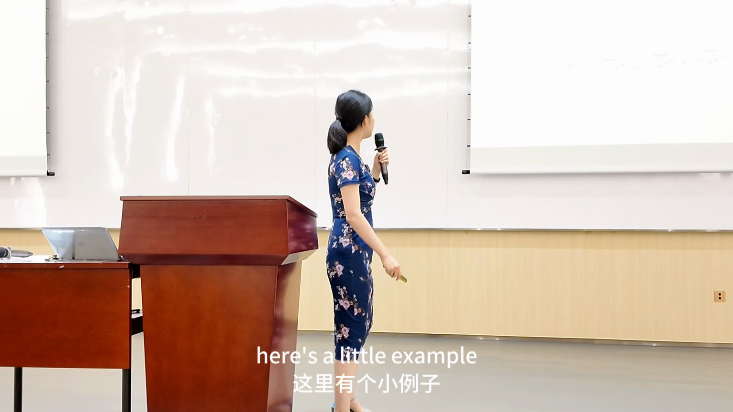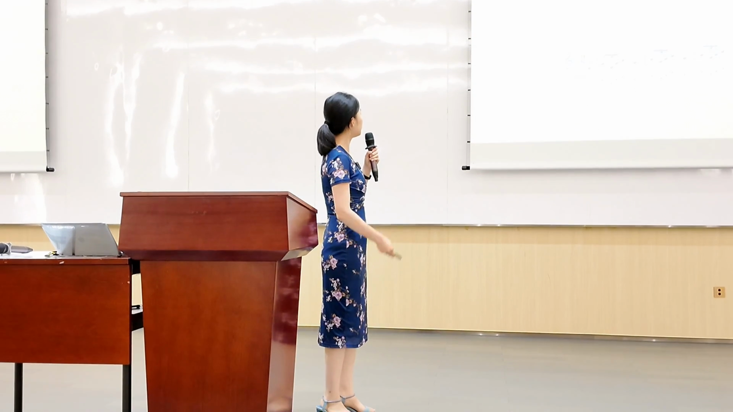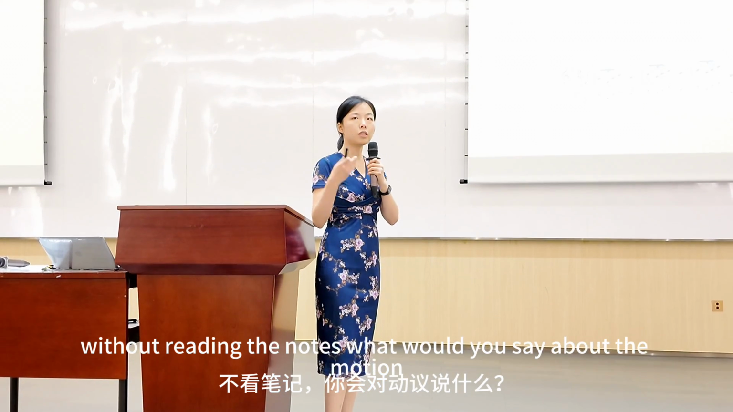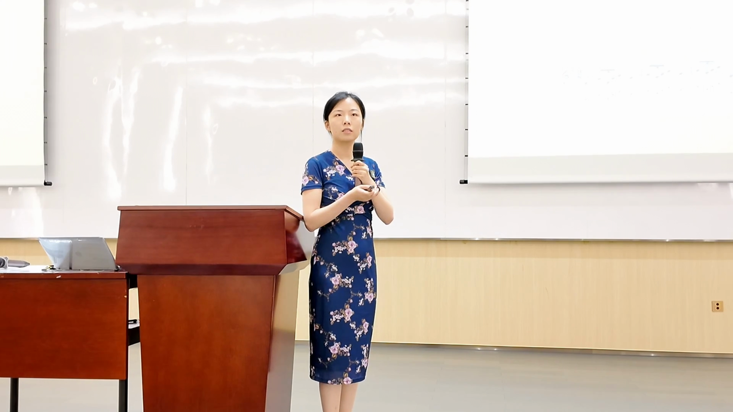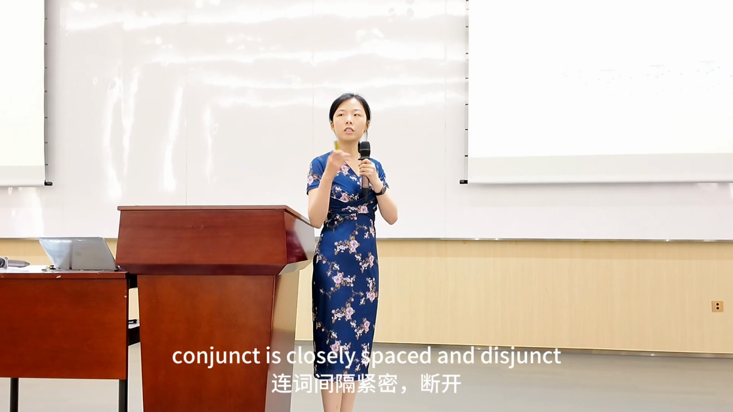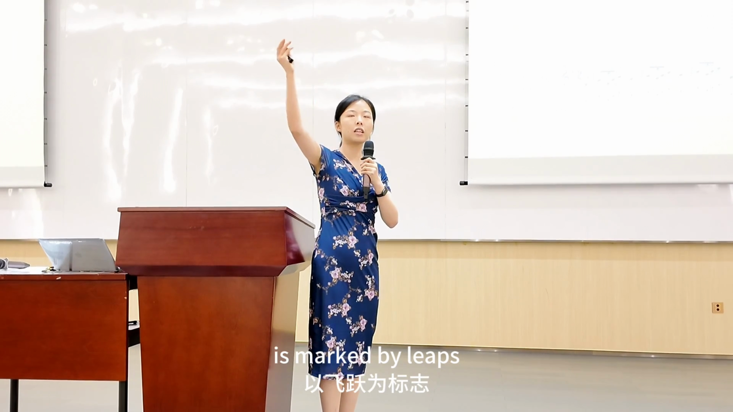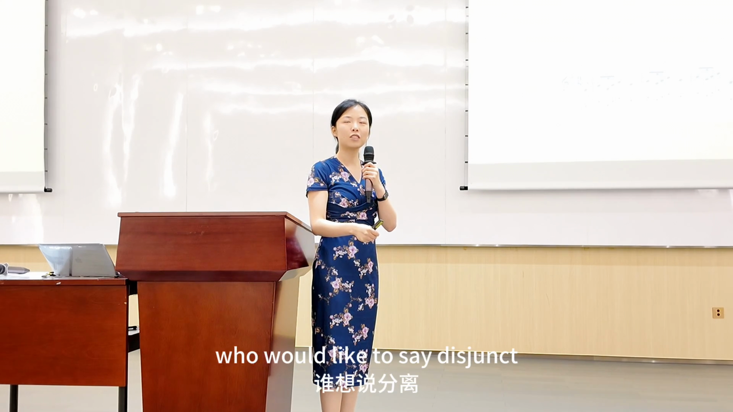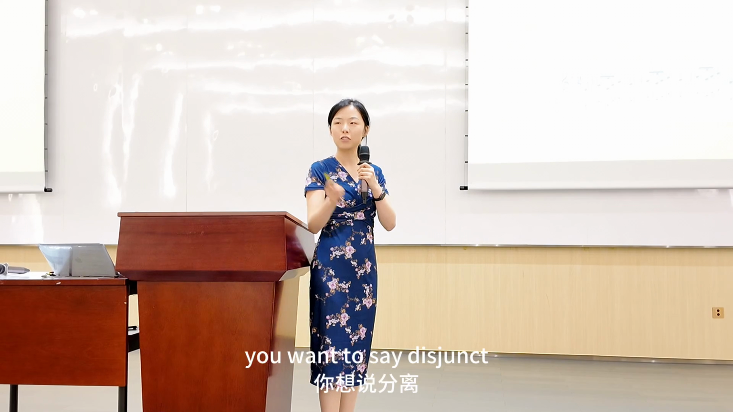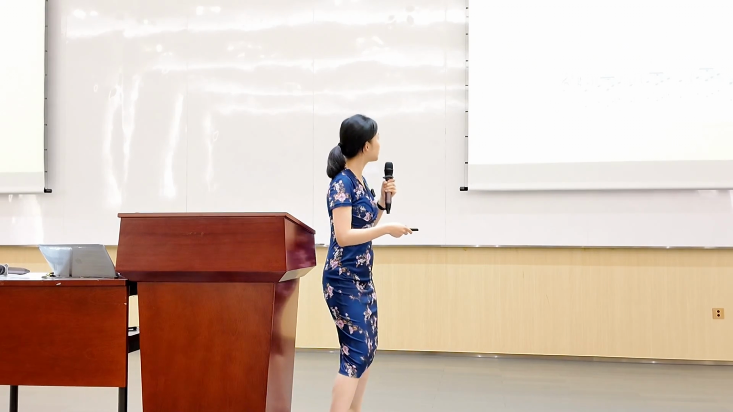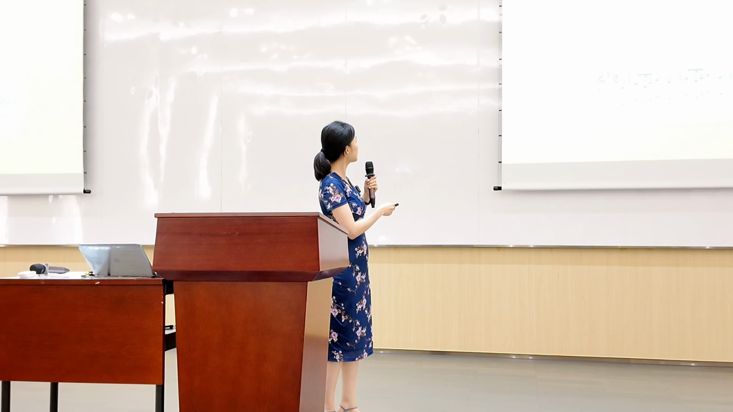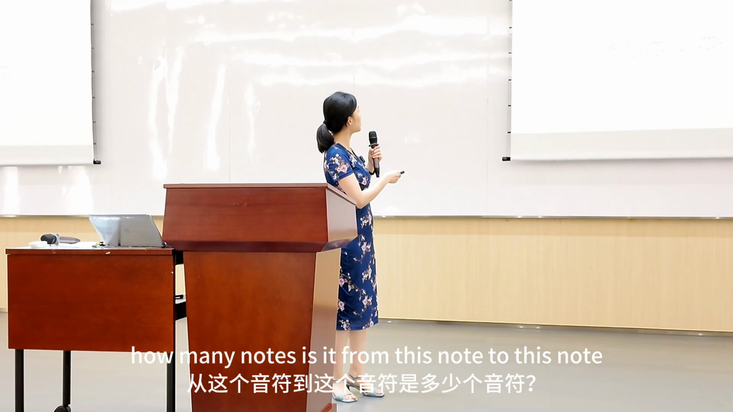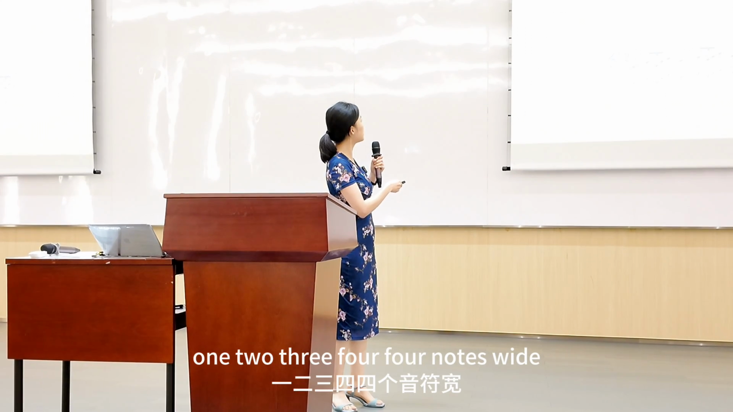Okay, here's a little example. Again, without reading the notes, what would you say about the motion? Is it conjunct or disjunct? Conjunct is closely spaced, and disjunct is marked by leaps. Who would like to say disjunct? You want to say disjunct? Why is it disjunct? Yes, there's a quite large space. So this note, how many notes is it from this note to this note? 1, 2, 3, 4. It's 4 notes wide.